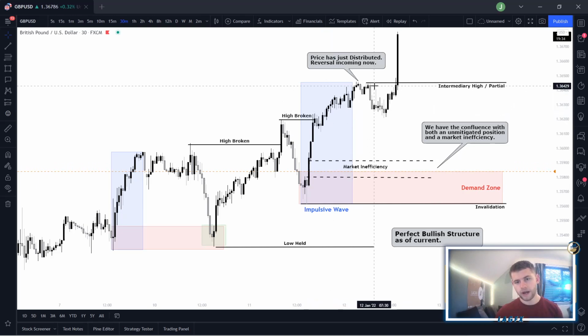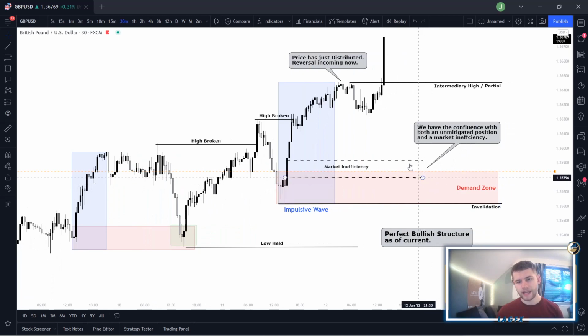Now, when I did this analysis, I thought this was the high set. This doesn't invalidate the analysis because this area is still an unmitigated position with a market inefficiency. So it is still a valid point of interest to be looking at. So all that I simply do, as you can see on the chart, I have an alert set here. I'm just going to wait for price to trade back down if it does do that. And then I'll be pinged. I will look for an accumulation and then I will get in on that position.